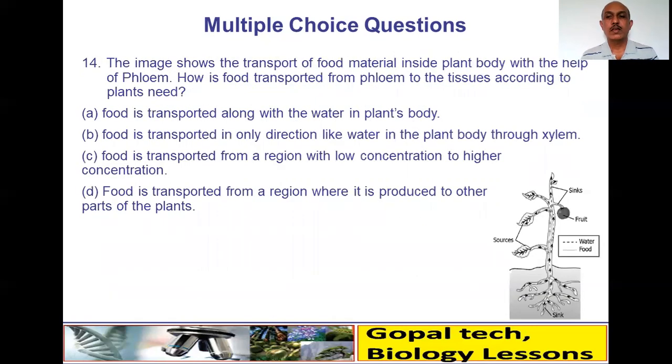14th question. The image shows the transport of food material inside the plant body with the help of phloem. Phloem is a food conducting tissue. How is food transported from phloem to the tissues according to the plant's need? I'll read all the options A, B, C, D. Pause the video, write the correct answer, then you check.